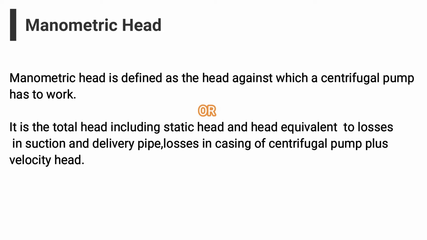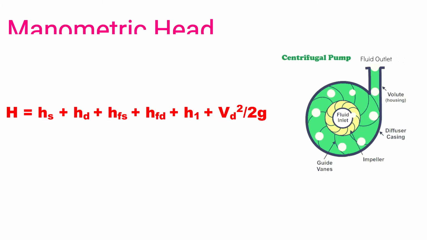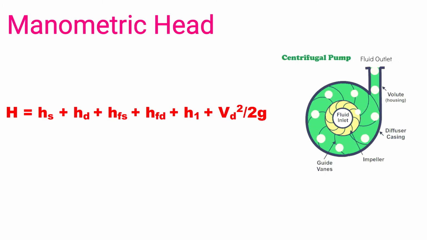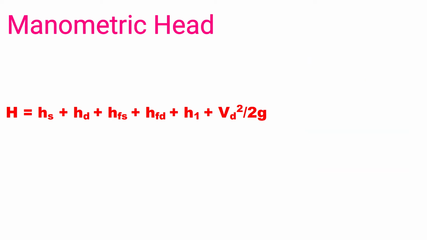So in mathematical form we can write H equal to hs plus hd plus hfs plus hfd plus h1 plus Vd square by 2g, where hfs and hfd are the losses in suction and delivery pipes, h1 is the losses in impeller and casing, and Vd square by 2g is called velocity head.